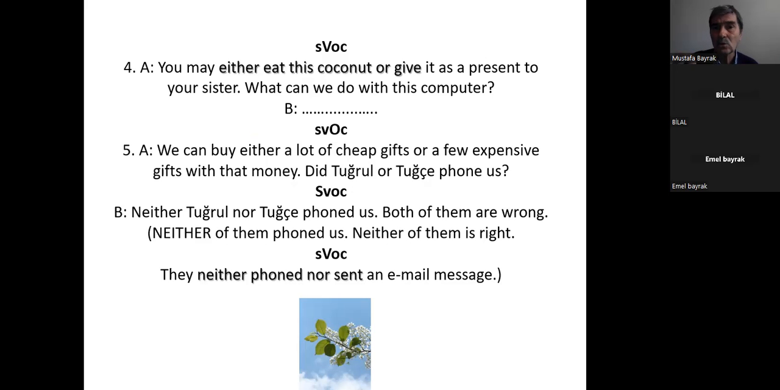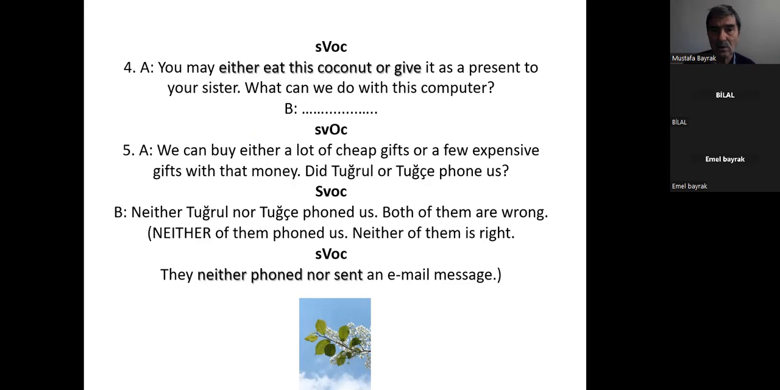Did Tuğrul or Tuğçe phone us? Now here, did Tuğrul or Tuğçe, either subject or subject. Did Tuğrul or Tuğçe phone us? Now, neither Tuğrul nor Tuğçe phoned us. Both of them are wrong. Neither of them phoned us. Neither of them is right.